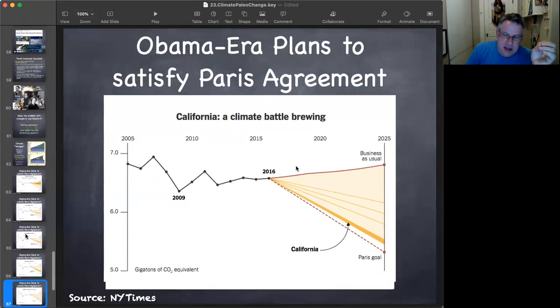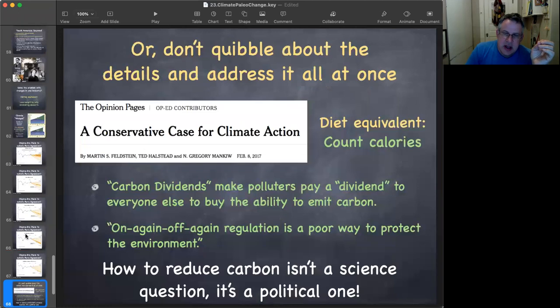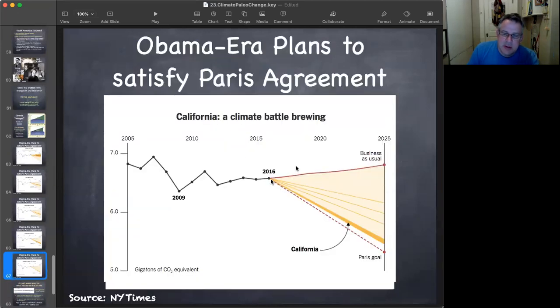California, just their rules is enough to make a wedge. And we get close to the Paris goal, which is down here. So this is one way of going after the problem: you put in bite-sized pieces, you add them all up, and when you get there, that gets you where you want to go.